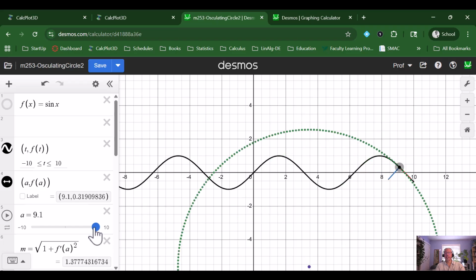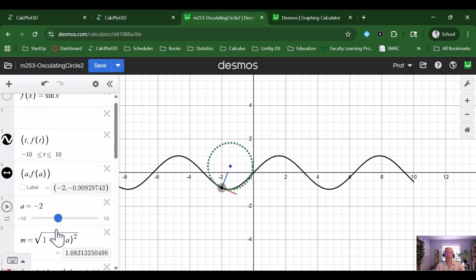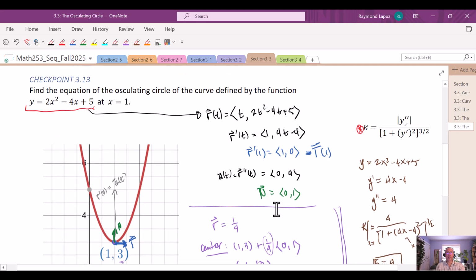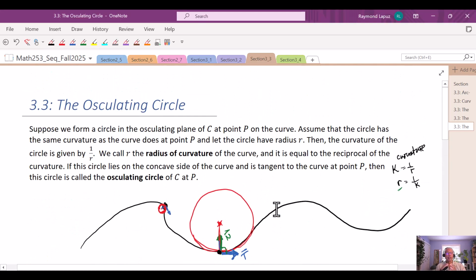I suggest you try to mess around with the graphing program and see if you can create something similar to this, because it's kind of fun, kind of cool. So that's it for section 3.3. We've covered a lot of stuff, and now we can find out a lot more information about curves in 2- and 3-dimensional space.